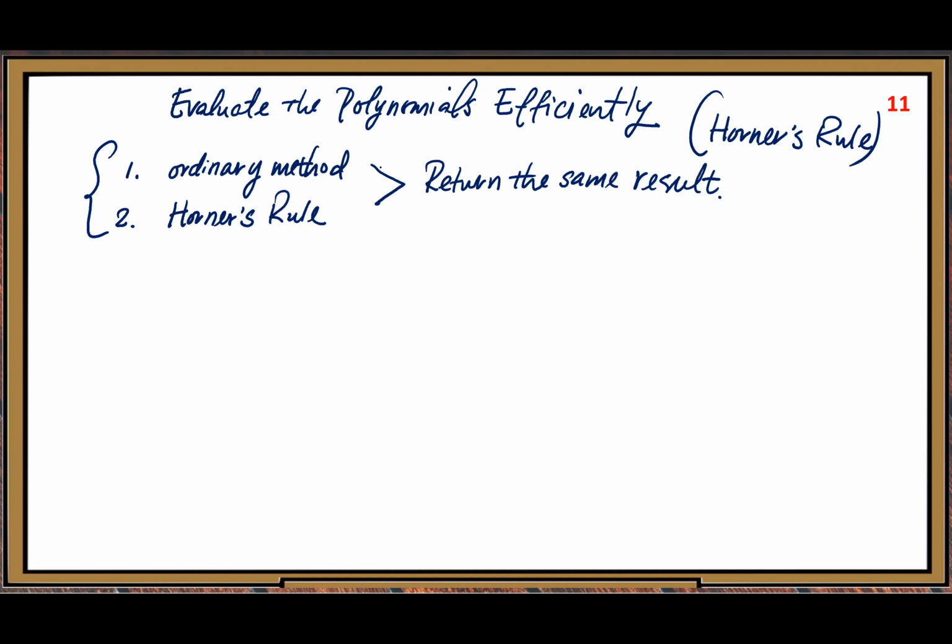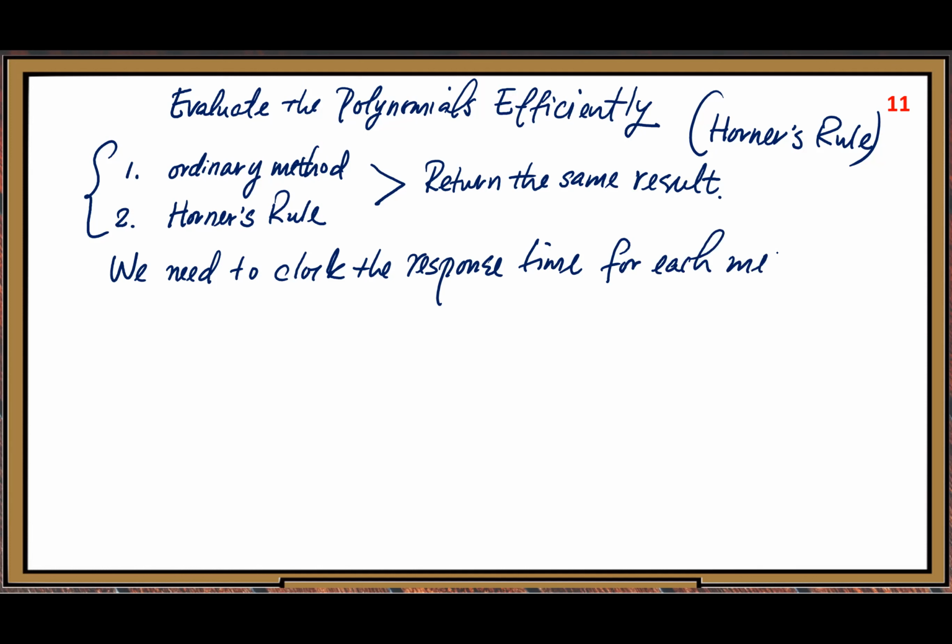After that, we need to compare response time. So first, we need to return the same result. Second, we need to clock the response time for each method. Which one is faster, which one is slower? We use the response time numbers. We like to use milliseconds.